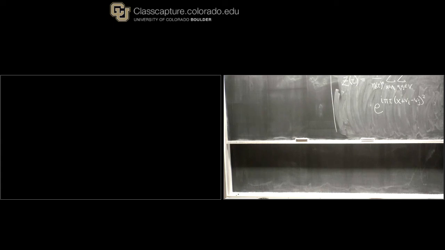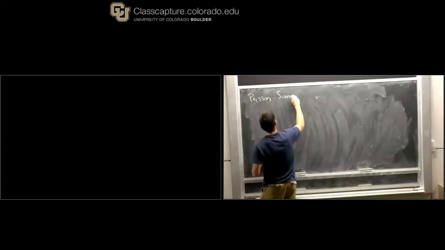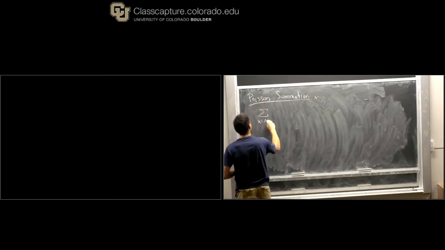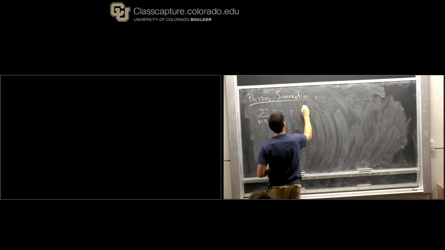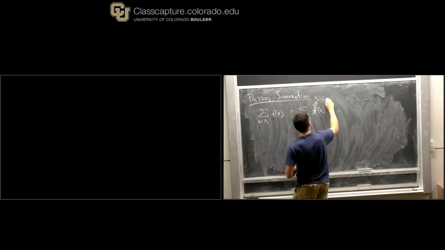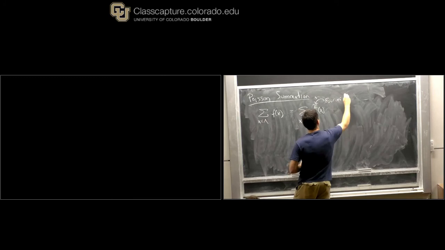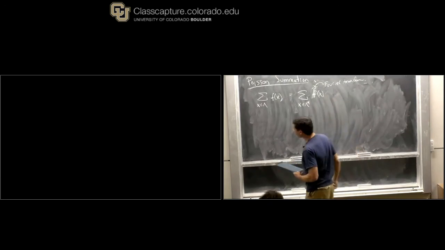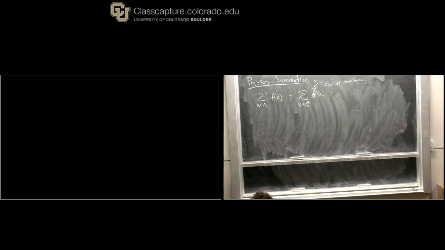So the magic formula is going to be the Poisson summation formula, which tells you that the sum over a lattice of a function is equal to the sum over the dual lattice of the Fourier transform of the function. Okay, so tilde here is the Fourier transform. And what we're going to do is apply the Poisson summation formula to the sphere packing partition function. Any questions at this point?